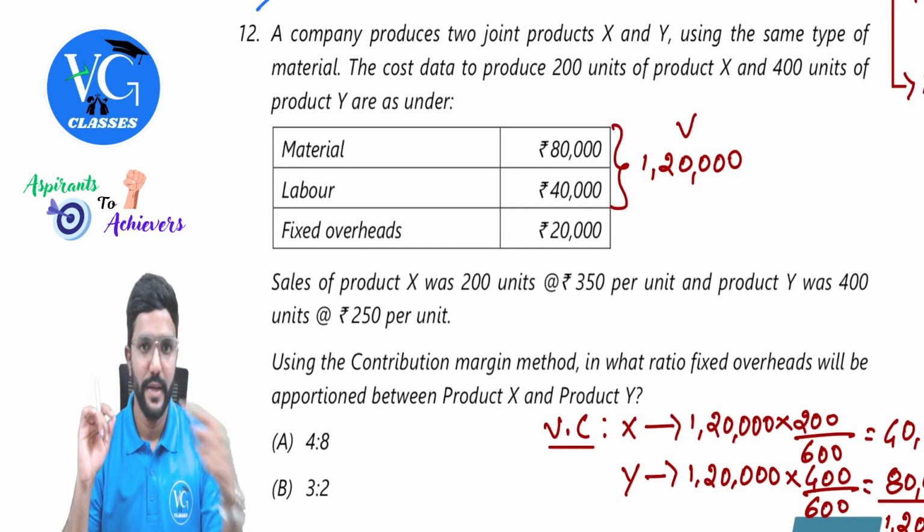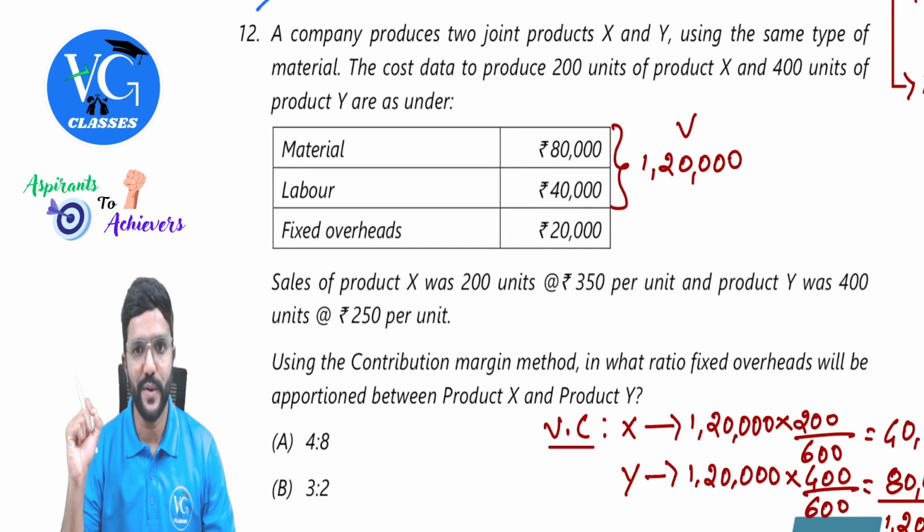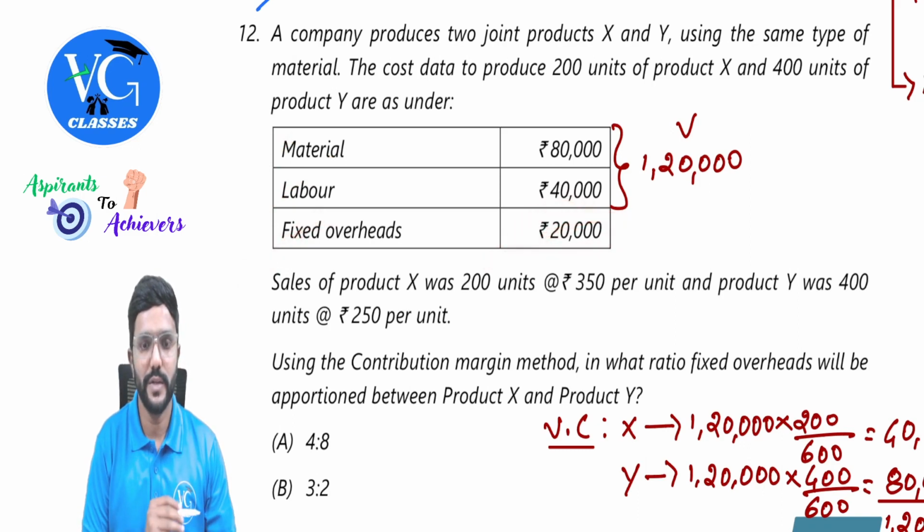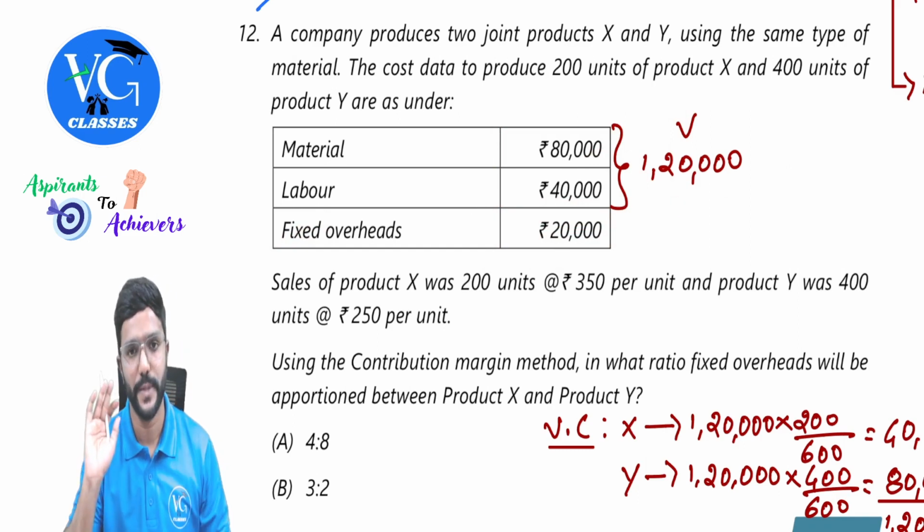Question number 12. A company produces two joint products X and Y using the same type of material. The cost data to produce 200 units of product X and 400 units of product Y are as under. Material 80,000, labor 40,000 and fixed overheads 20,000. So that means, can I call both as variable? Yes. 1,20,000 is a variable cost and 20,000 is a fixed cost, guys.